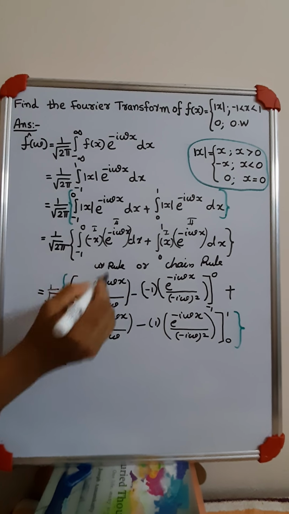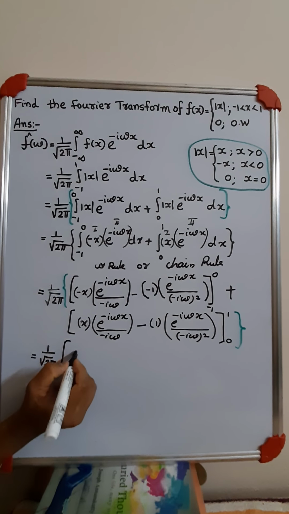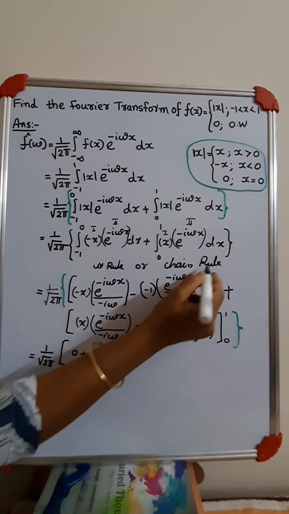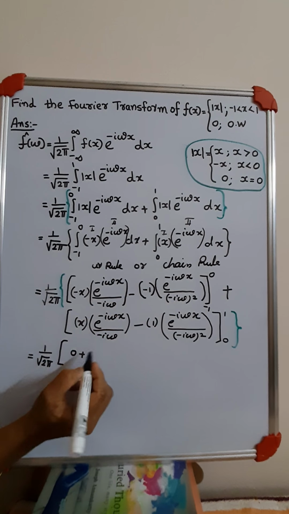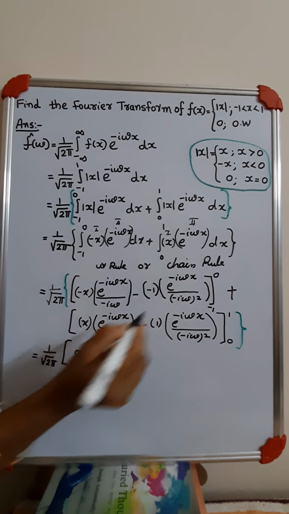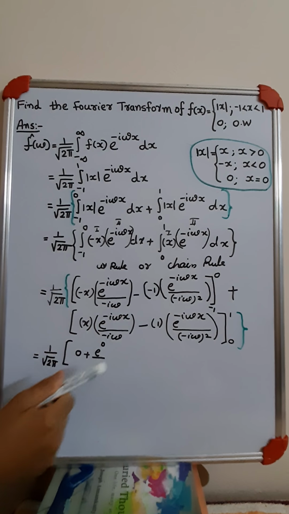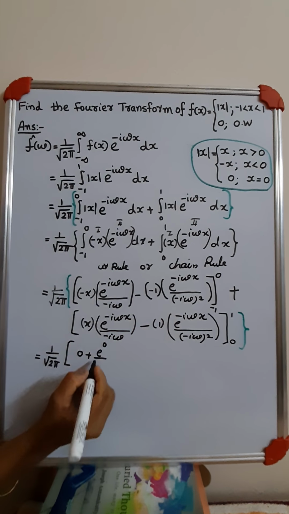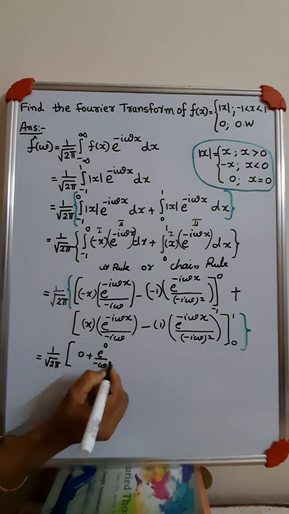Then the first term vanishes, 0 into something, so the first term is 0. Then minus minus plus e^0. e^(-iω·0) becomes e^0. Then divided by (-i) the whole squared is plus 1. What is i squared? i squared is -1. So minus of ω squared.